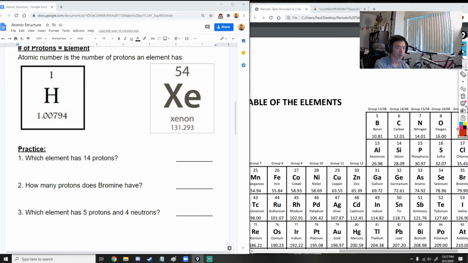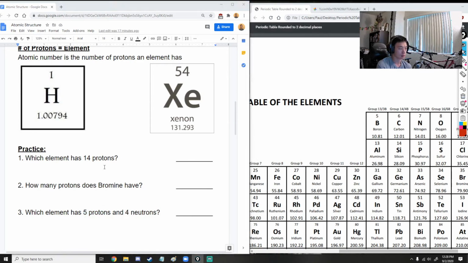Oops, I'm like stuck. There we go. Sorry about that, guys. Since we have 5 protons and 4 neutrons, again, the neutrons only tell us about the isotope. We're not looking at the isotope, we're only looking at the element. So all we need to do is look at the number on top of the box. Since it's 5, our answer is just going to be boron. I just put that there to show you guys that it doesn't matter how many neutrons there are. The only thing that matters to tell us the name of the element is the number of protons.